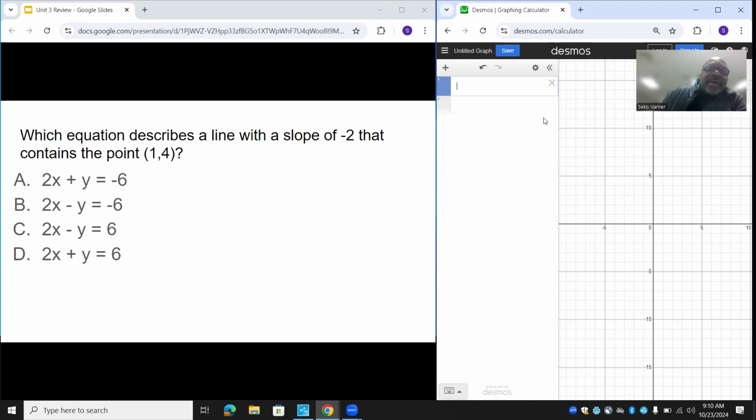Which equation describes a line with a slope of -2 that contains the point (1, 4)? Well, the first thing I want to do is put in (1, 4). It says it has a slope of -2, which means I'm going down 1, 2, and going over 1. So this would be the next point right here.